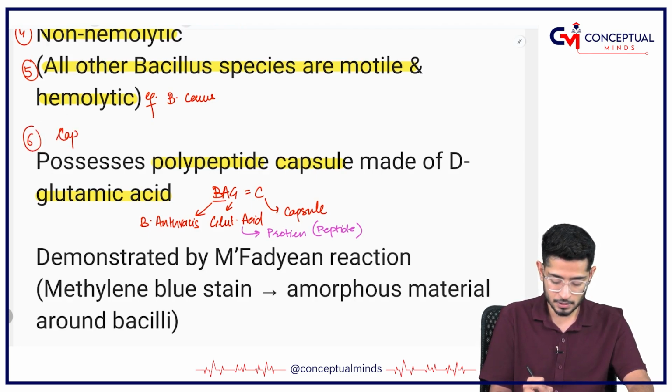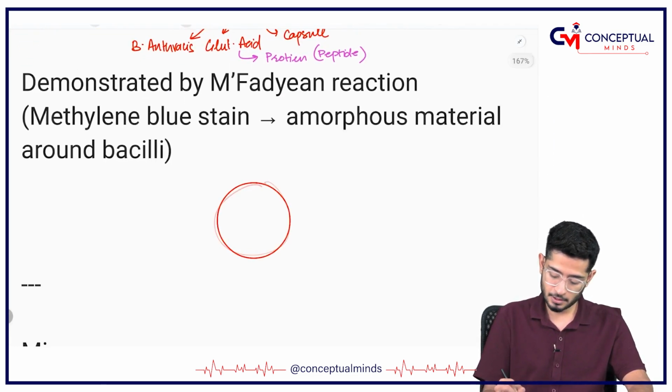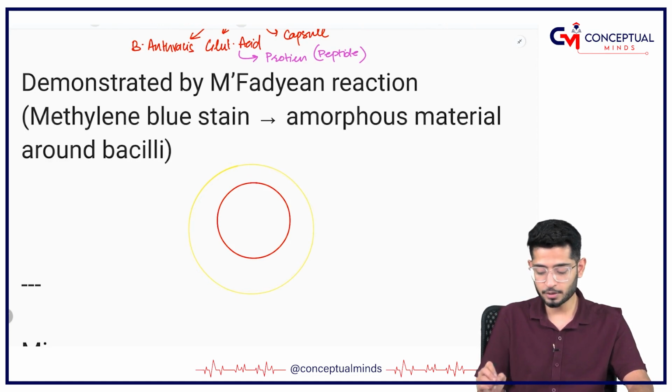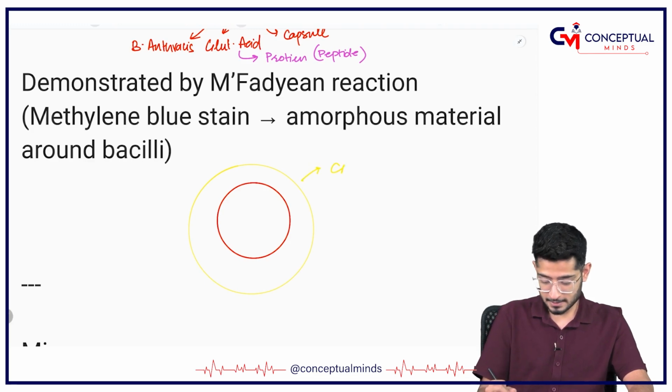This capsule is actually very important because, for example, this is the organism and this one is the capsule. I have intentionally drawn it in yellow color. Please don't say, sir, it is not visible. So this yellow one is the capsule.